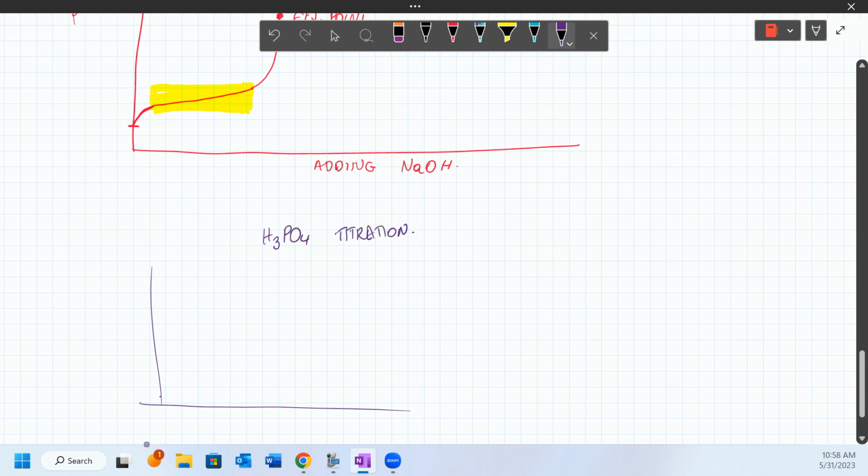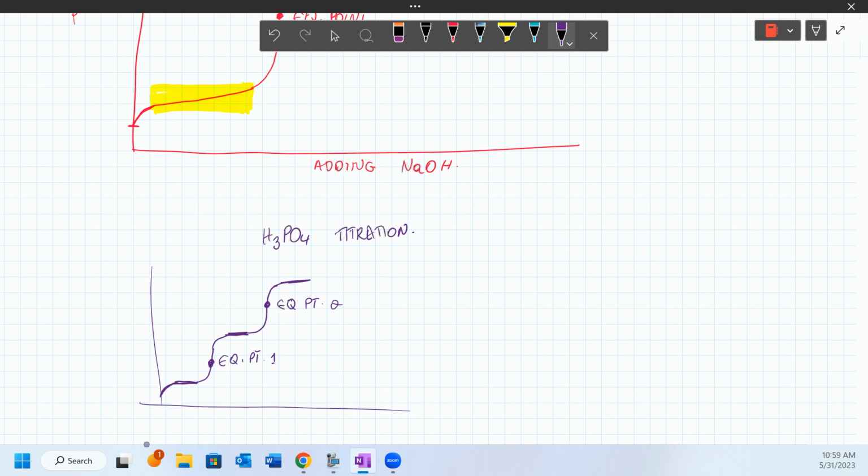Is it a weak one? So we'll start with a curve going up, and then we'll have a buffering region here, and then we'll move up. The first equivalence point is here, going to the second buffering region here, and then moving up to the second equivalence point, because it is releasing hydrogens one after the other. So equivalence point one, equivalence point two, and then we have the third buffering region here, and it is increasing, and it goes to the third equivalence point.